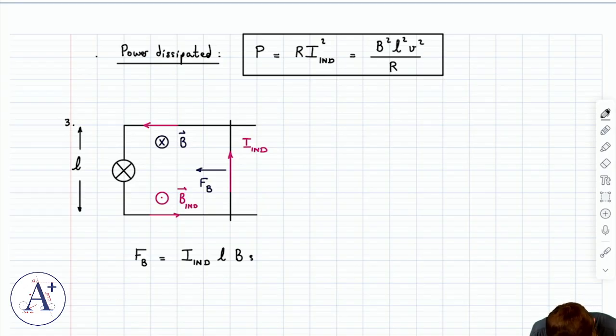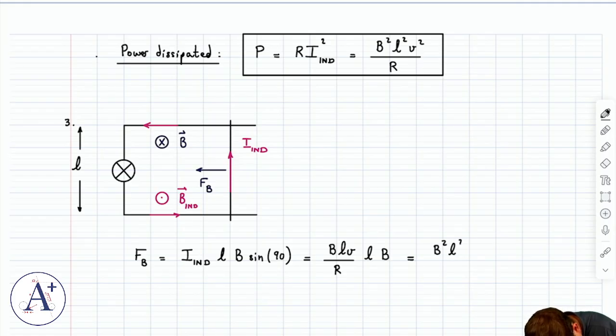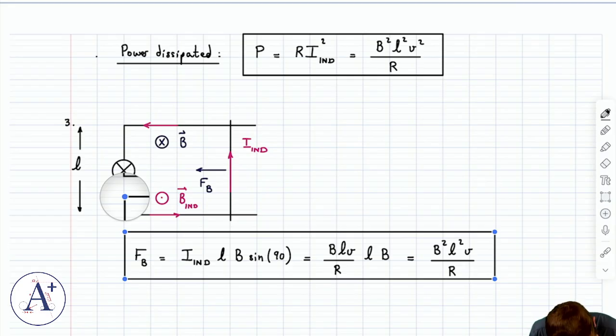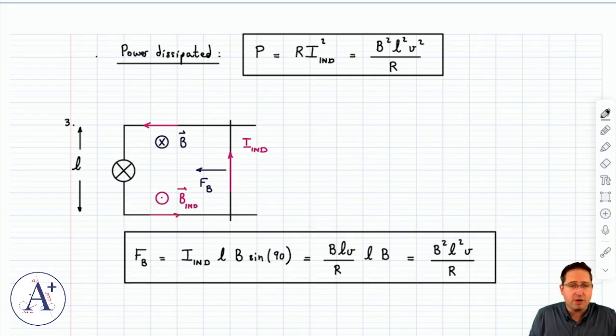Times B, sine of the angle between I induced and B, which is 90, because B goes into the page. Now I induced is B L V over R, multiplied by L, multiplied by B. We're going to get B squared L squared V divided by R to the left, which in fact makes sense. Again, induction is based on a change in magnetic flux. The reason the magnetic flux increases is because the rod moves to the right.